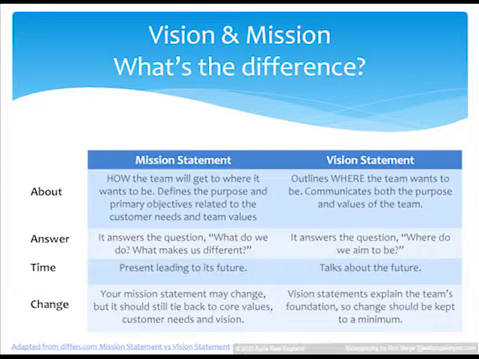The time frame for a mission statement is present, right? You want to be able to measure that now, present leading toward the future. And the vision is really just a target in the future. One last thing: while your mission may change over time, as the product, the objectives of the product, or what the team is actually working on may change, hopefully your vision is more static. Hopefully your vision is something more stable, and you wouldn't change it very often.